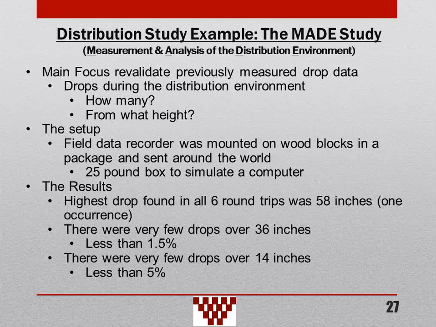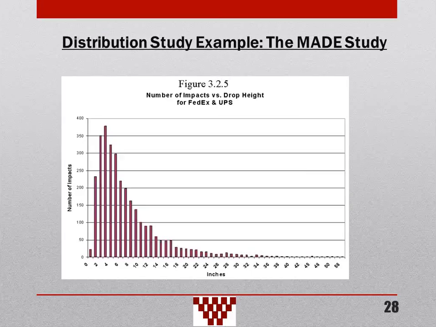Next we have a distribution graph from the MADE study of the drop heights and the number of occurrences. On the far right side, you see the 1 drop at 58 inches. Going to the left, at 36 inches, there are very few drops over that height. Then there's the other statistic I showed, 14 inches, where there are less than 5% of drops over it. Most drops were between 2, 4, 6, and 8 inches. Keep that in mind as we talk about the next topic.